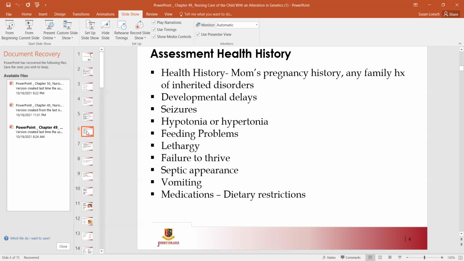The baby doesn't adapt well to the extrauterine environment, so they're not maintaining their thermoregulation properly by controlling their temperature and their heart rate. Maybe they have poor feeding. Maybe they're hypotonic or hypertonic. They may have seizures, or they may have had some sort of abnormal newborn screening.